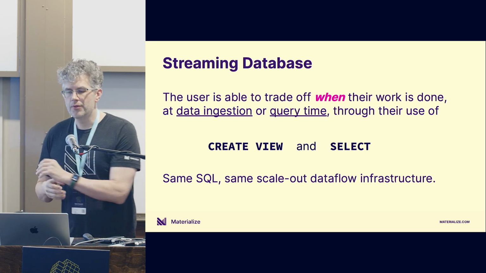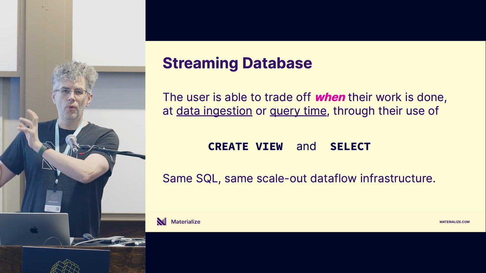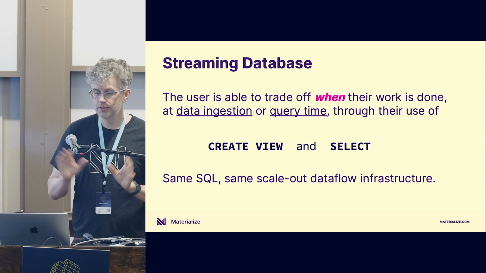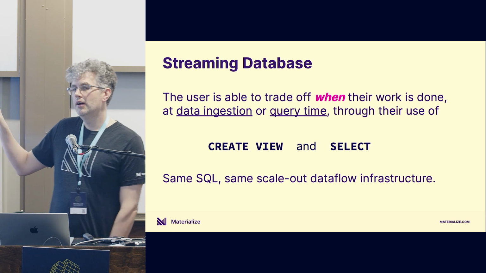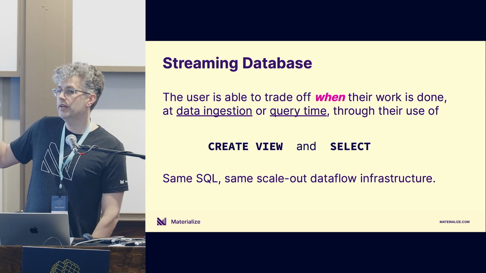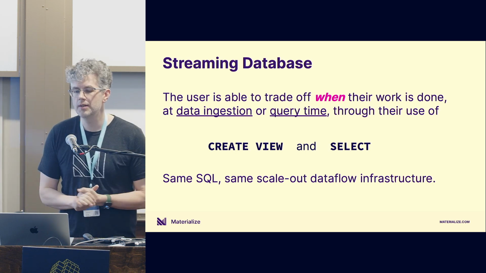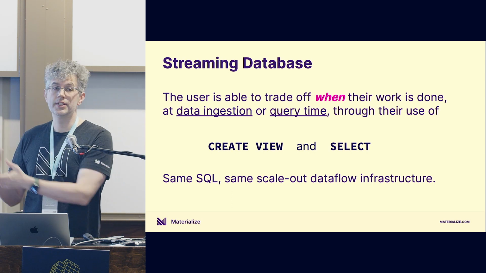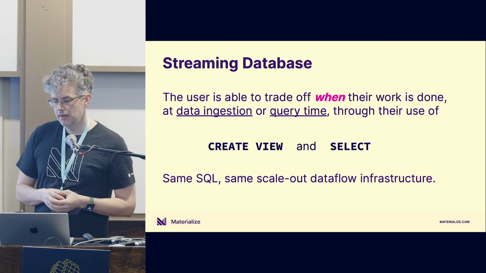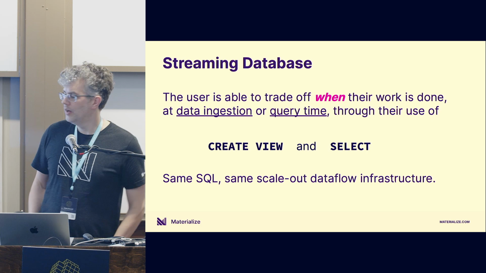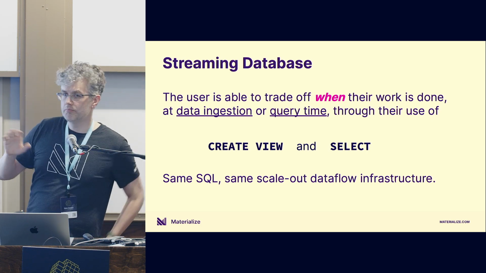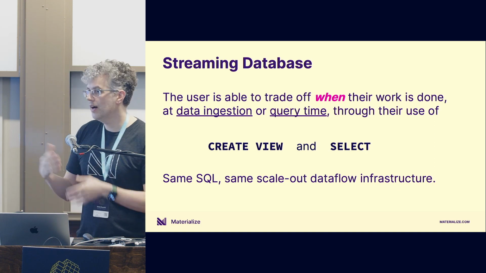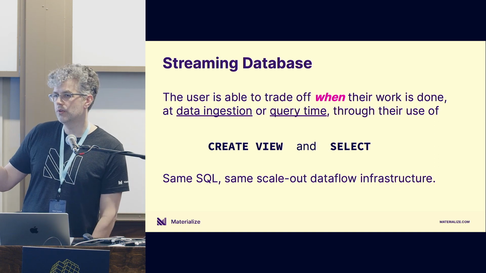The thing that I want you to think about with the streaming database is that users get to trade off when work happens. There's two, roughly, times that work might happen, either as data are ingested or when a user asks a query. These are two times that work could go on in the database, and a user gets to control this. They get to decide or guide the database as to when this work should occur. And the way to think about this that I think is easiest, there's two commands. They're pretty common in SQL. People use them a lot. And they guide the database as to when you would like the work to happen.